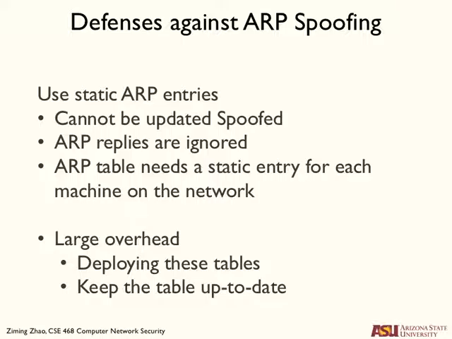The first approach, very simple but not very good, is that we simply use a static ARP cache. We do not update the cache based on ARP request messages. Whenever we receive an ARP reply message, we simply ignore it. Whenever we want to update it, we have to go through some kind of vetting, or maybe do it manually, to verify that we should actually update this ARP table.